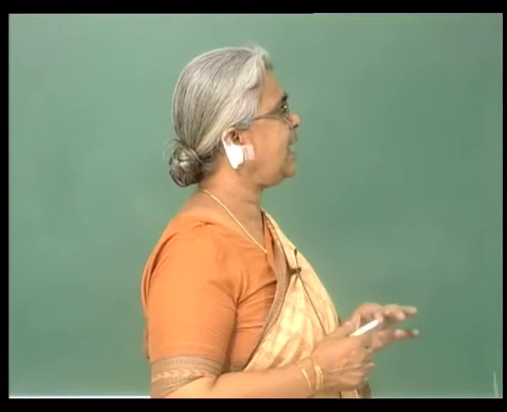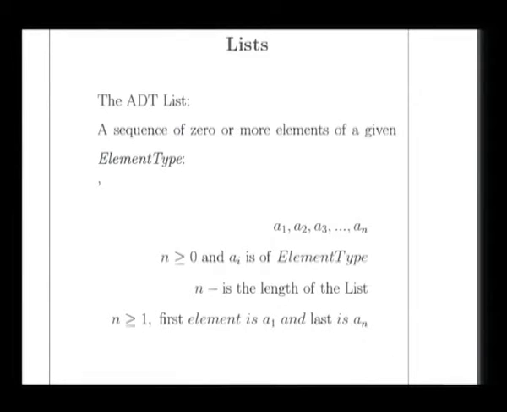So a list is an unordered sequence of 0 or more elements of a particular given element type. What is my element type in this example of grocery items? Its element type is grocery items. So what do I have? I have elements A1, A2, A3, up to AN. N is generally greater than or equal to 0, and each Ai is some particular type. N is the length of my list, in this example the grocery list. The first element is A1 and the last element is AN.